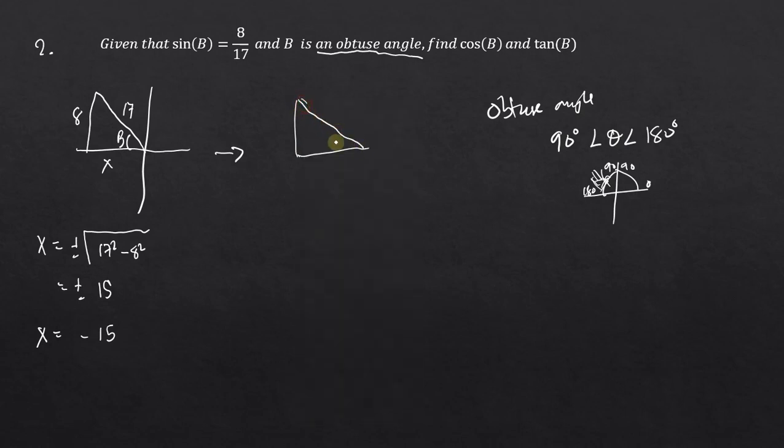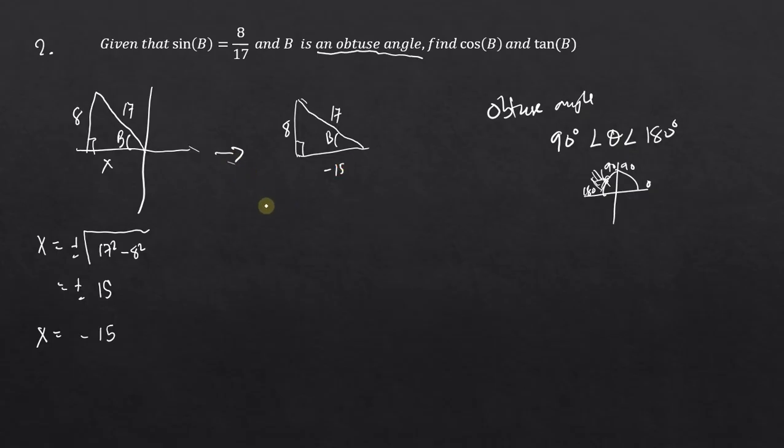And also when I'm drawing the triangle, I normally don't include the 90 degrees because I believe it to be kind of complex, but there is 90 degrees. It's a right angle triangle. That's why we are applying the Pythagoras theorem. If it's not a right angle triangle, you cannot be applying Pythagoras theorem to it. And this is negative 15.